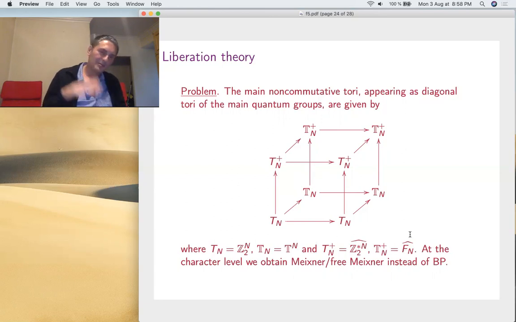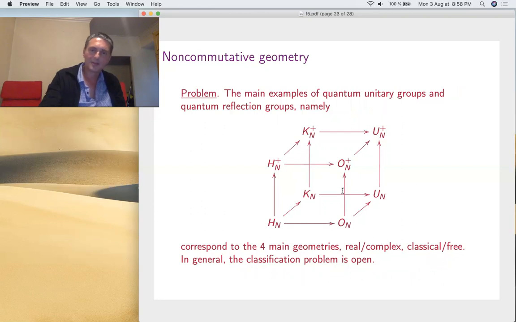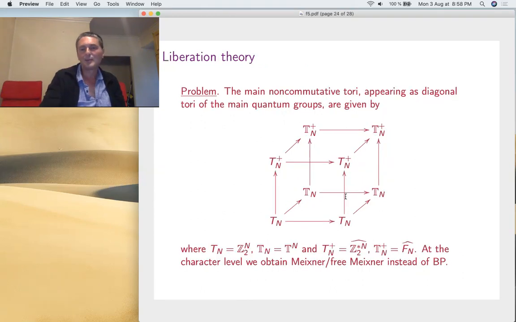Now the problem is that, remember, let's go back to the cube. Here the vertical, so the liberation operation probabilistically when you look at characters is Berkovich-Pata. For the tori, these things are well known. It's Meixner, free Meixner. It's not exactly Berkovich-Pata. So the problem here is somehow it's half free probability question, half non-commutative geometry question.